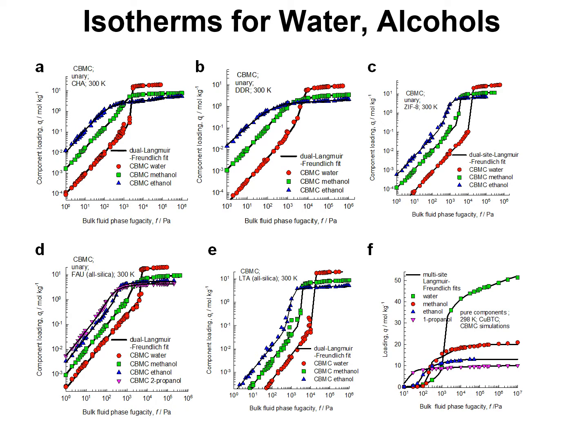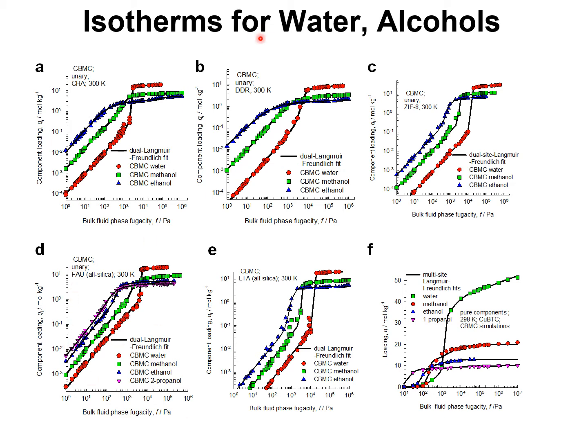In these 6 graphs, I plot the unary isotherms for water, methanol, and ethanol, indicated by the red circles, green squares, and blue triangles for 6 different microporous materials: chabazite, DDR, ZIF-8, all-silica faujasite, all-silica LTA, and copper BTC. All the isotherms have been determined using configurational-bias Monte Carlo simulations at a temperature of 300 Kelvin.